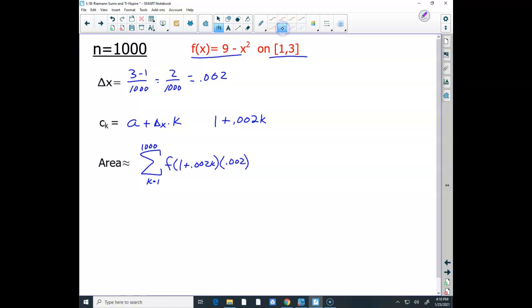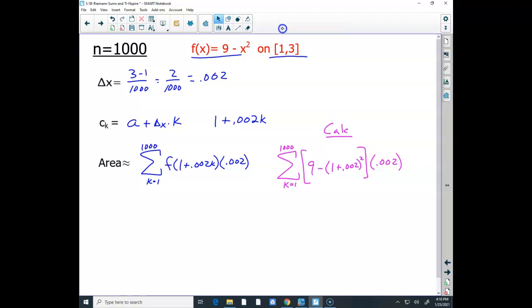If I can sound like a broken record, the calc version, how you'll see it on the AP calculus test, and you can type them all in this way: k equals 1 to 1,000 of 9 minus (1 plus 0.002k) squared. There's all my f of c sub k's. When k goes in there for 1, I get my functional value for the height times 0.002. There's my delta x. And that's what my calculus version is going to get.